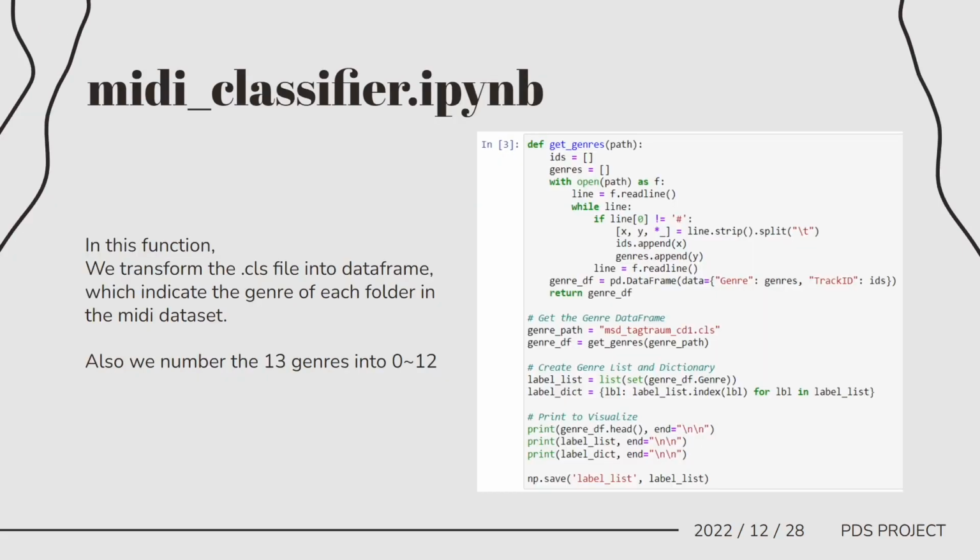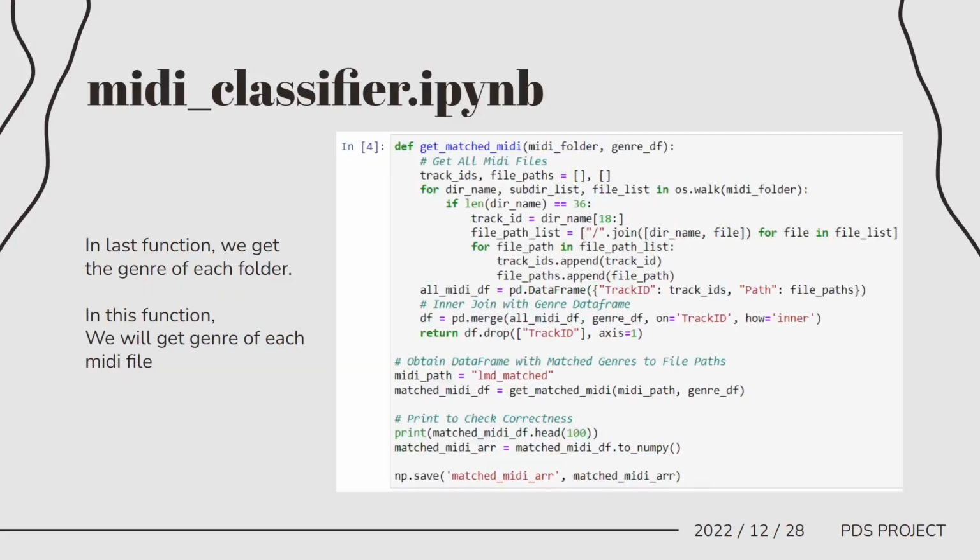So, in the first file, MIDI classifier, the first function is get genres. We transform the CSV file into a data frame, which indicates the genre of each folder in the MIDI dataset. Also, we number the 13 genres from 0 to 12. So in that function, we get the genre of each folder, and in this function, getMatchedMIDI, we will get the genre of each MIDI file in the folders.